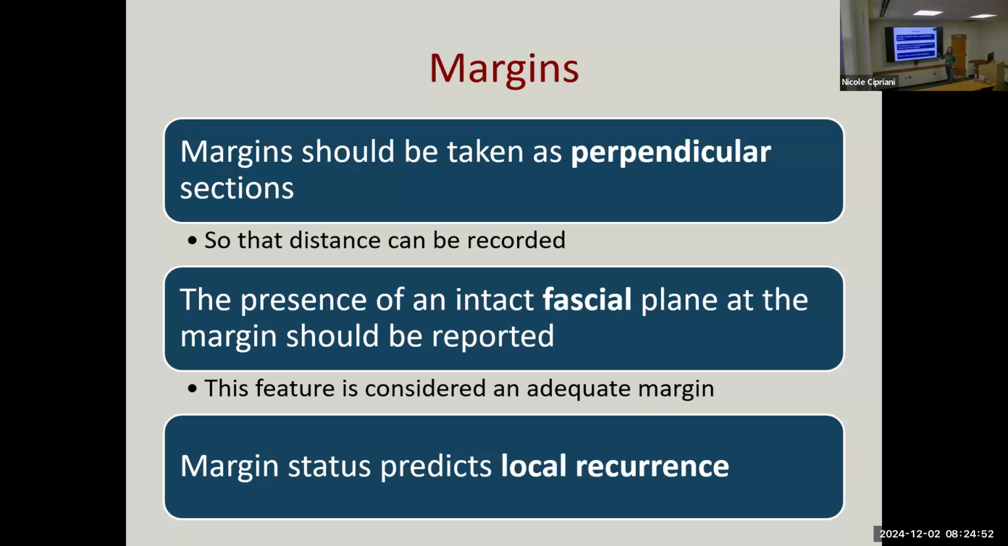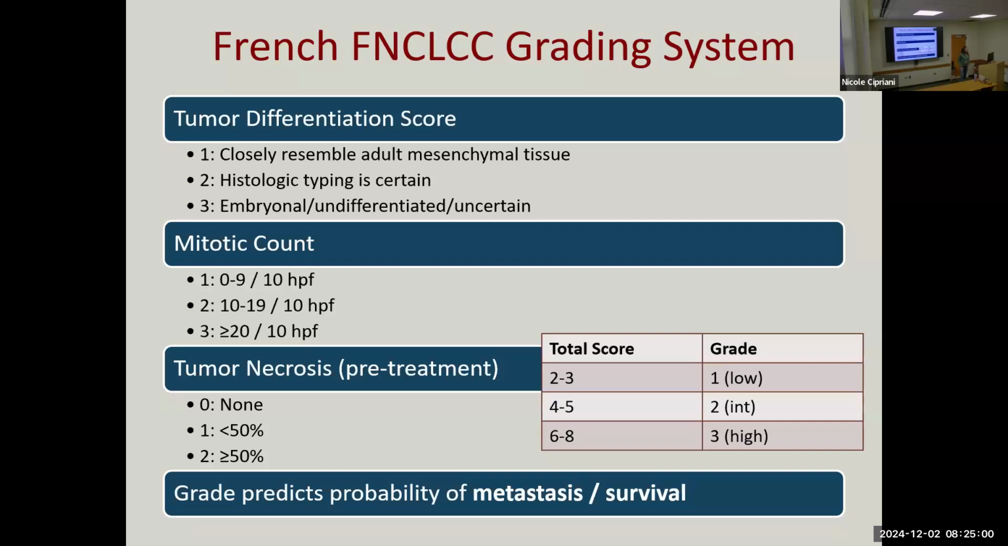Margin status is important for local recurrence, as you might imagine. Did all of that make sense, what I said? Okay. So margins, grading. Grading we do according to the French system.